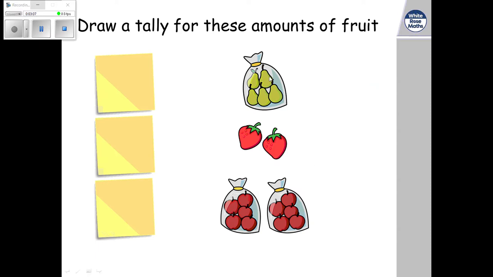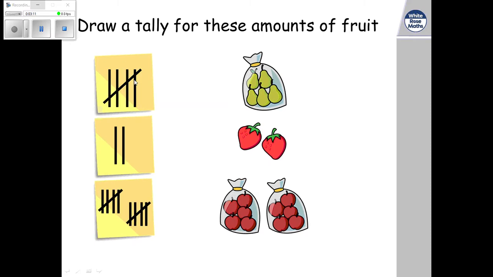The first one, there are some pairs, so 1, 2, 3, 4, 5. So hopefully you remember to draw your 4 with a line through for your 5th. Here there are 2 strawberries, so just 2 lines. And here there are 2, 4, 5, 6, 7, 8, 9, 10. So again, 5 and 5 makes 10. And they've carefully drawn through their 5th line to make it a really lovely tally there.